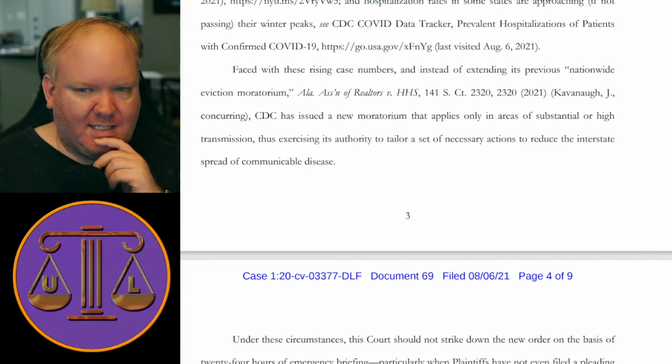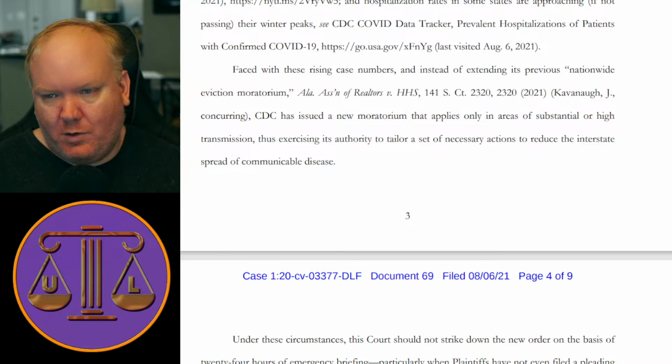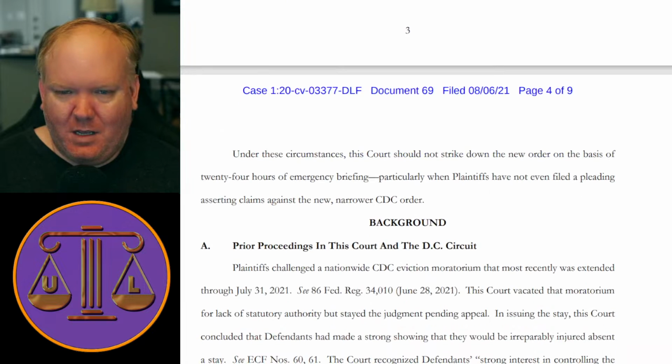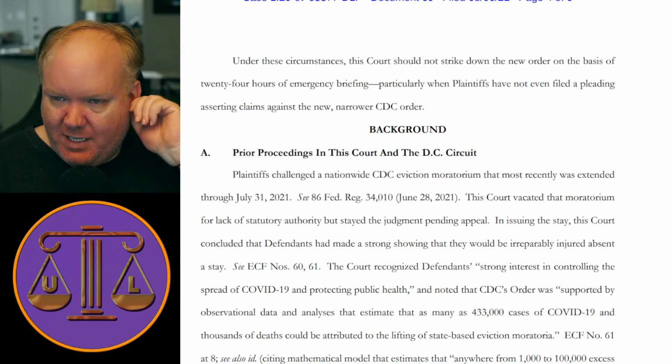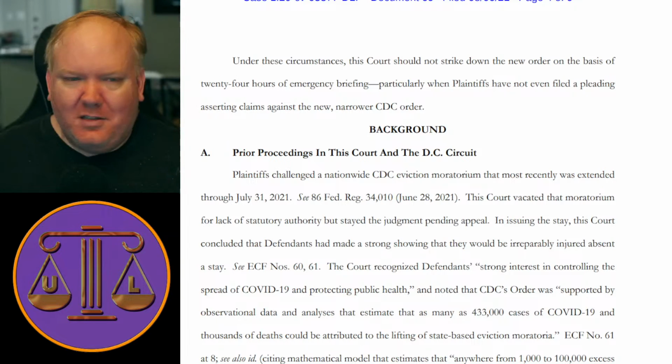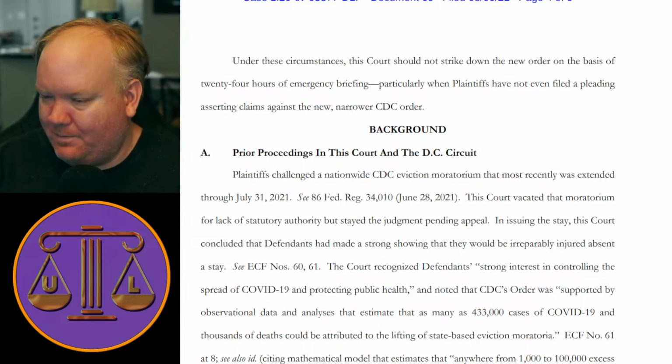Faced with these numbers, and instead of extending its previous moratorium, CDC issued a new moratorium. Under these circumstances, the court should not strike the new order on the basis of the 24-hour emergency briefing, particularly when plaintiffs had not even filed a plea asserting claims over the narrower order. The court should definitely do this. The court should definitely do it, and I hope they will.